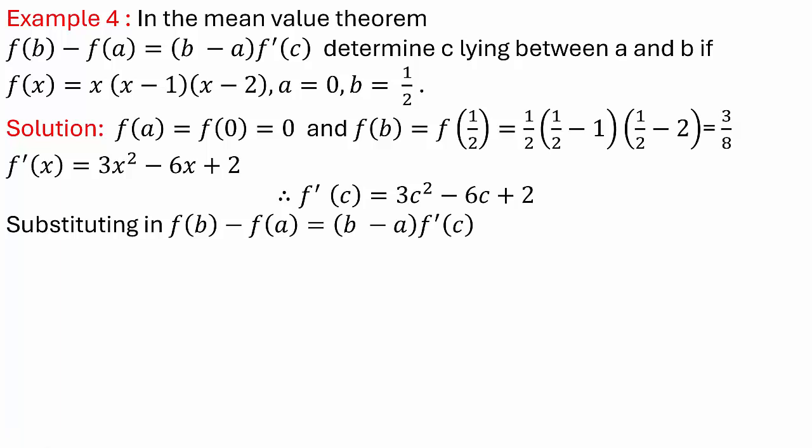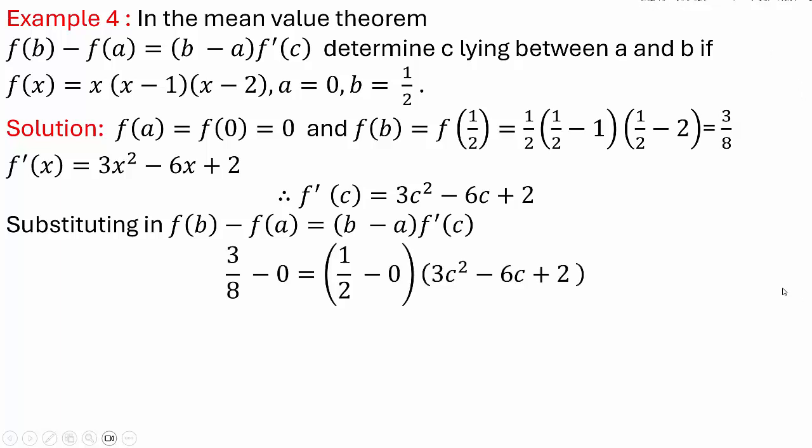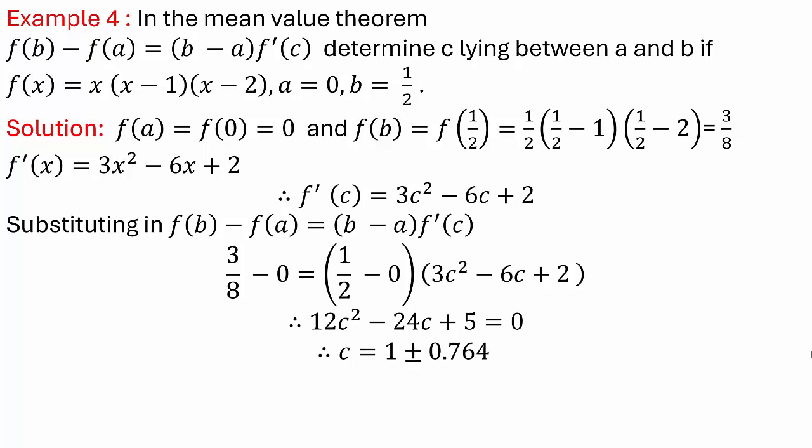And by substituting this value in f of b minus f of a equals b minus a into f dash c, we will get 3 by 8 minus 0 equals 1 by 2 minus 0 into 3c square minus 6c plus 2. Therefore, we will get the equation 12c square minus 24c plus 5 equals 0. And if we solve this equation, we will get c equals 1 plus minus 0.764, which is nothing but 1.764 or 0.236.